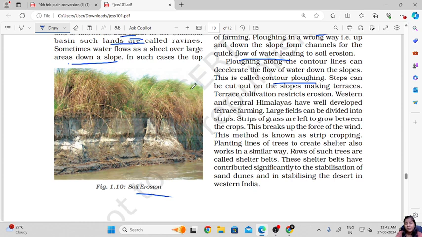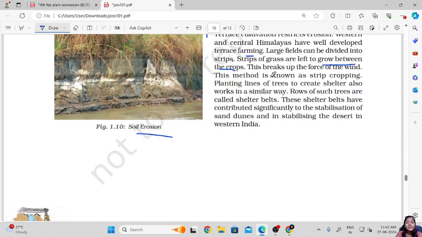Steps can be cut on the slopes, making terraces. It is also called terrace cultivation, and it restricts the soil erosion. Western and central Himalayas have well developed terrace farming. Large fields can be divided into strips. Strips of grass are left to grow between the crops. Okay, and this breaks up the force of the wind, and this method is known as strip cropping.